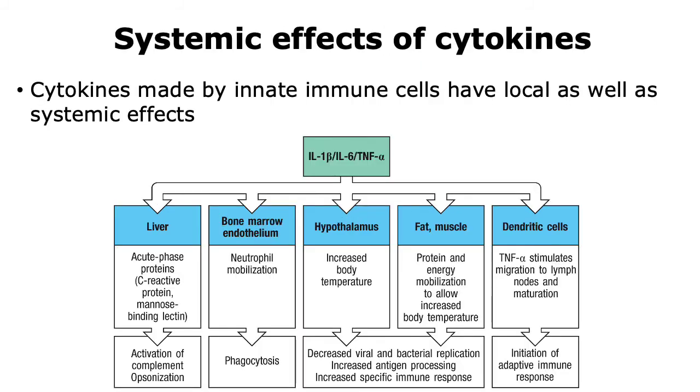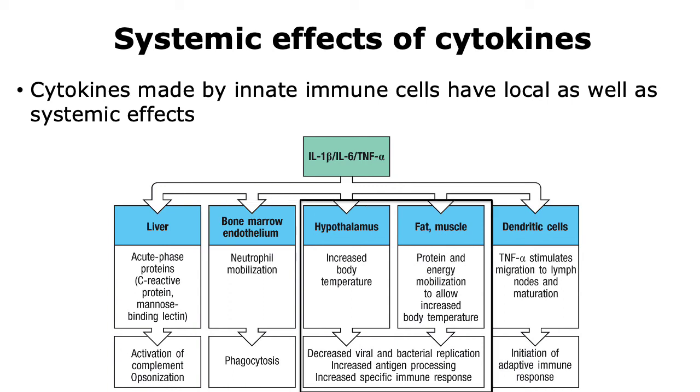To look a little bit more into the systemic effects of cytokines, we can observe how some cytokines can influence the liver to start producing more acute phase proteins like the mannose-binding lectins, C-reactive protein, and other proteins that are known to mediate inflammation. The liver is far away from the site of infection, and hence this is an example of a systemic effect of the cytokine. Cytokines can also affect the bone marrow and cause the bone marrow to make more neutrophils and mobilize those neutrophils into the bloodstream.